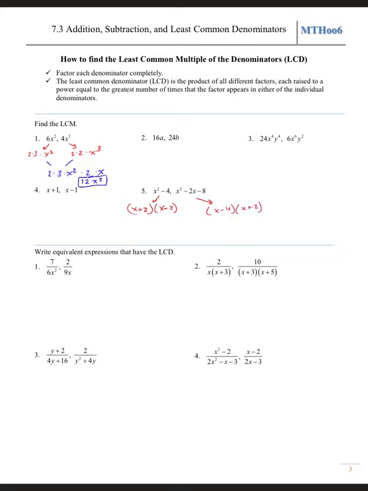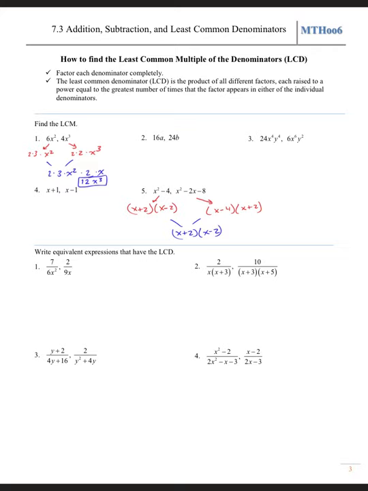So now to find our least common multiple, again, start by rewriting the factored form of one of these. So x plus 2, x minus 2. Now go to your other factorization and ask, what is it missing?